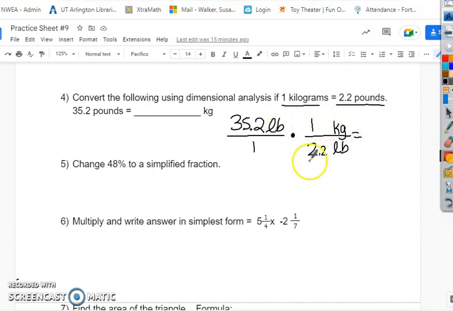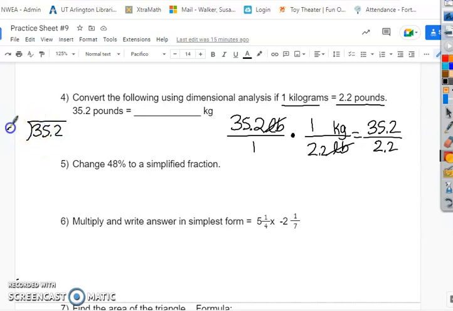So every time I do my conversion factor, cross, 35.2 times 1, and then 2.2 times 1 is 2.2. And our job is to divide this. So somewhere, I'm going to do it over here.